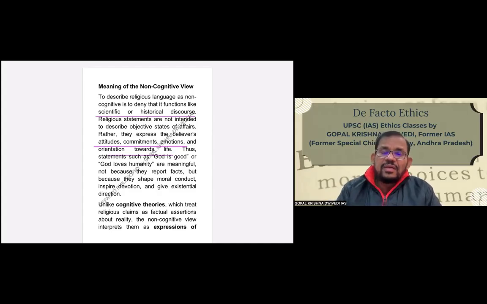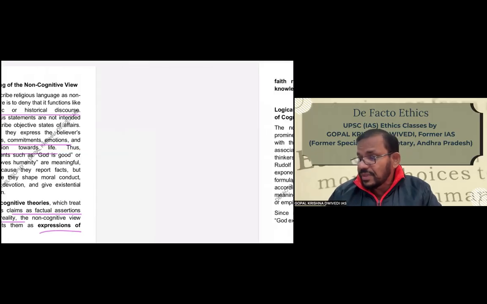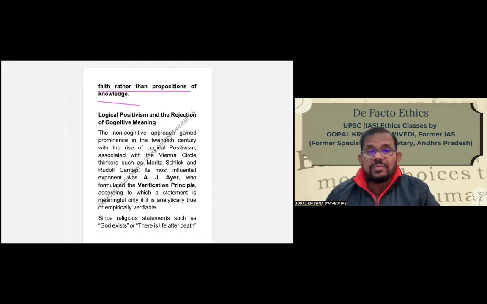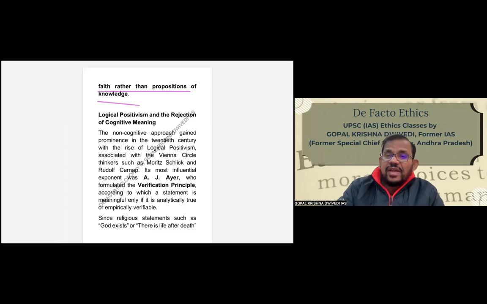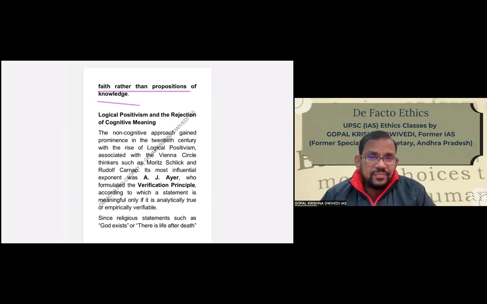So this view is opposed to the cognitive view. The cognitive view is also there, supported by a smaller number of philosophers. That view says that religious claims are factual assertions about reality. But the non-cognitive view says that they are expressions of faith rather than propositions of knowledge. So here again, the faith versus reason debate, if you remember, can also be brought in.